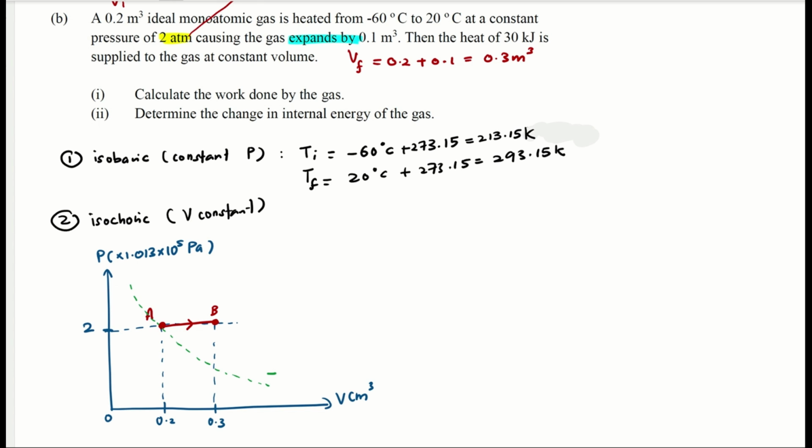Okay, so T initial, kita boleh letakkan T is equal to T1, 213.15 Kelvin. And then here at point B, you can write T2 is 293.15 Kelvin. Alright? And then for the second process, which is isochoric process, means that from B to C.